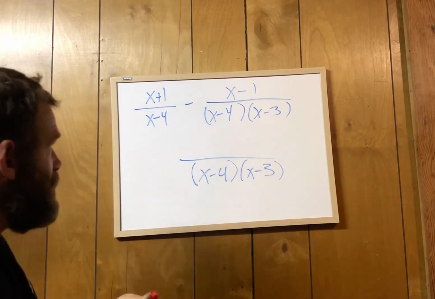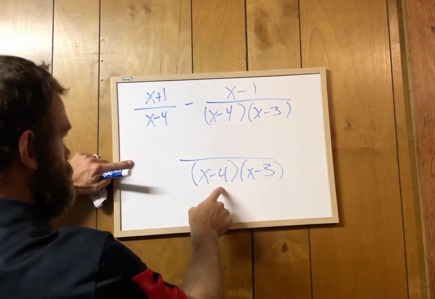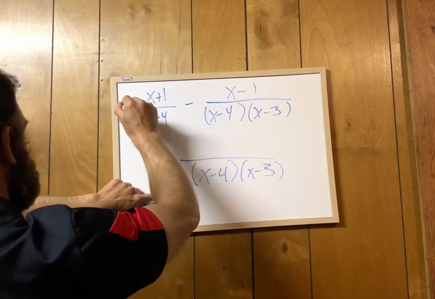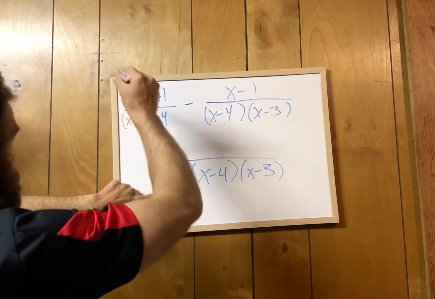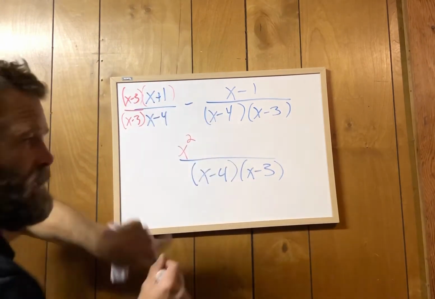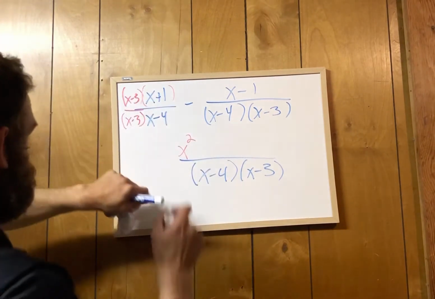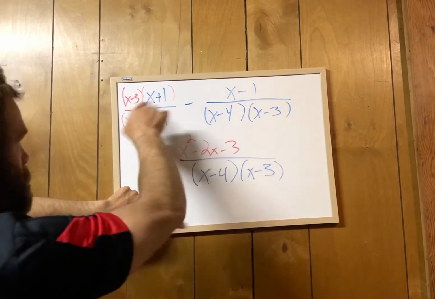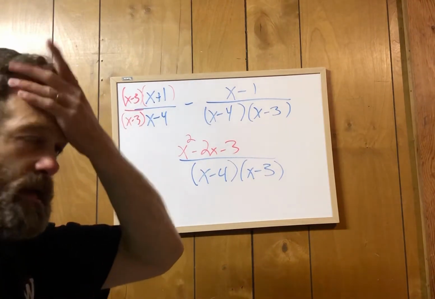All right, what did I do to get x minus 4 to look like this? I multiplied this by x minus 3. So I have to multiply the top by x minus 3 also. And then look, it's just distributing. You're going to get x squared, x minus 3x is negative 2x, minus 3. This is this multiplied out. I just did that real quick. This is STEM, so I'm assuming all of you guys are following me with that.